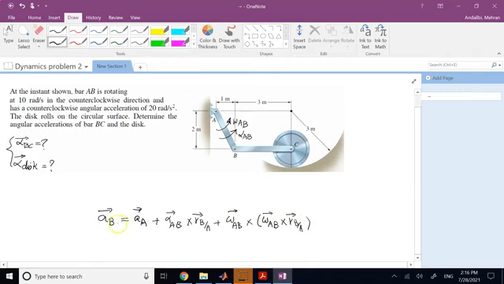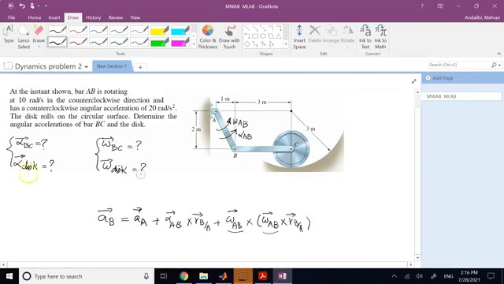Right? And you clearly see if I want to find some alpha or some accelerations, I also need to know the omega of that member. So when I write this formula for member BC, if I want to find alpha BC, I also need to know omega of member BC, which I don't. Or if I want to write it for the disk, to find alpha of the disk, I need omega of the disk, which I don't. So before I can do this, first I need to know what is omega of member BC and what is omega of the disk. If I don't know these two values, I cannot proceed.